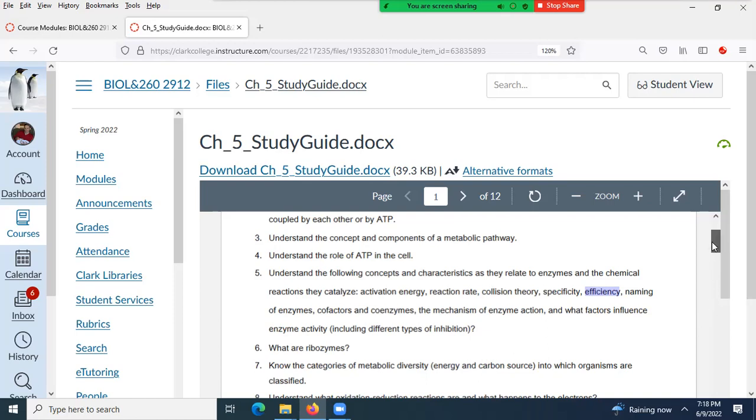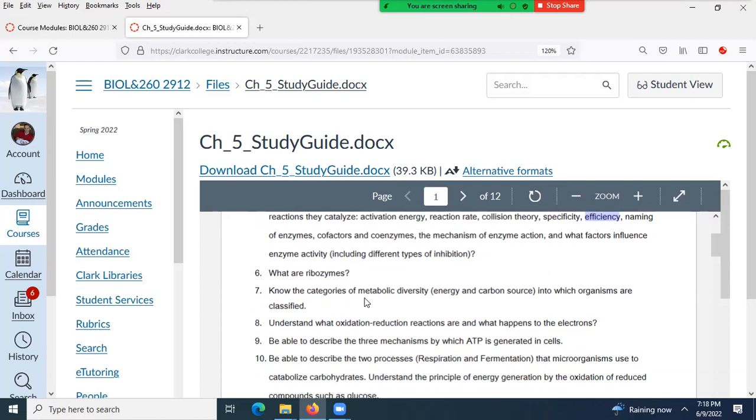Okay, you should know that ribozymes are enzymes, but these enzymes are made up of RNA instead of protein. And the only ribozyme we've discussed in the class is the ribosome. When it removes the amino acid from the tRNA and links that amino acid to the growing chain of amino acids. That's the only ribozyme we discussed in the class.